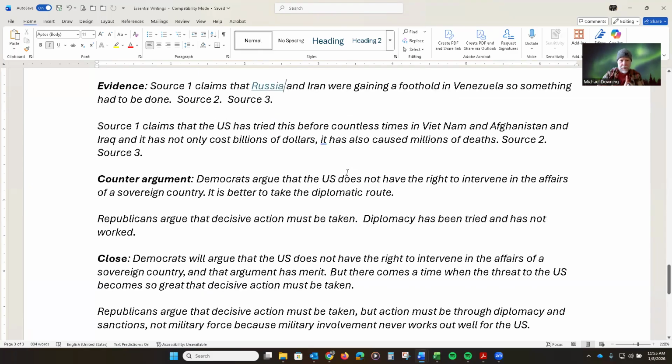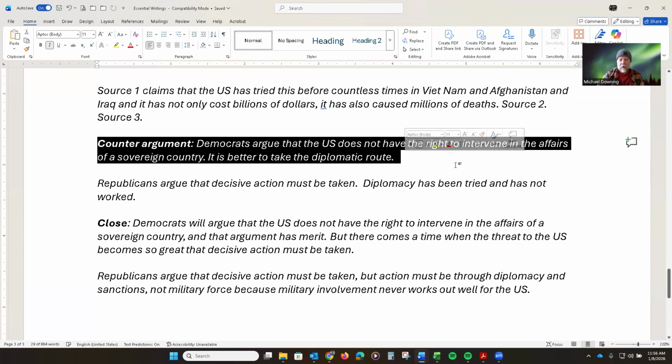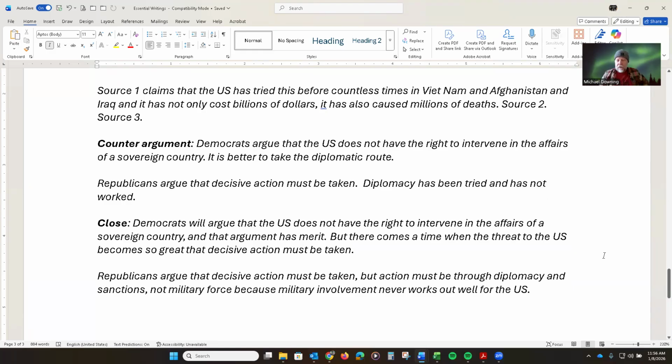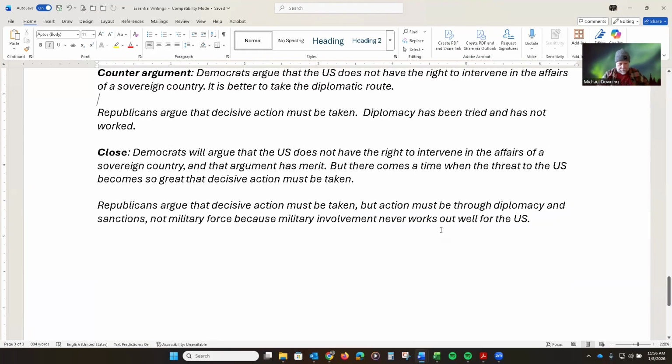All right, where am I at then? That's that. So we've done the evidence. Now you move into the counter argument. Democrats argue that the U.S. does not have the right to intervene in the affairs of a sovereign country. It is better to take the diplomatic route. Republicans argue that decisive action must be taken. Diplomacy has been tried. It has not worked. So you're presenting that counter argument.